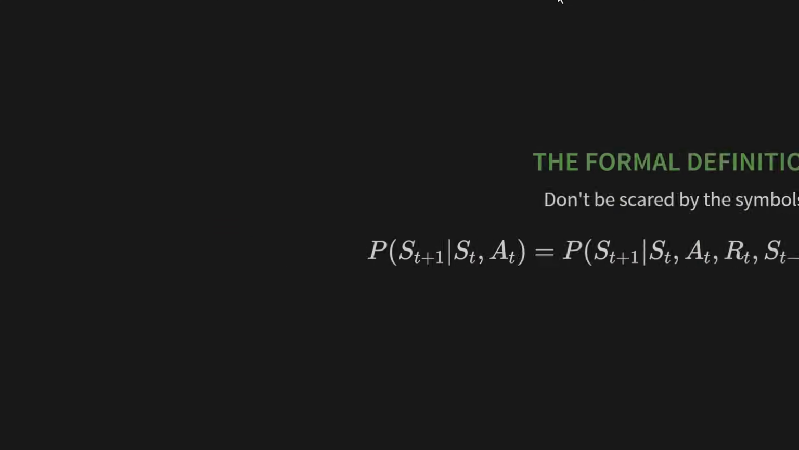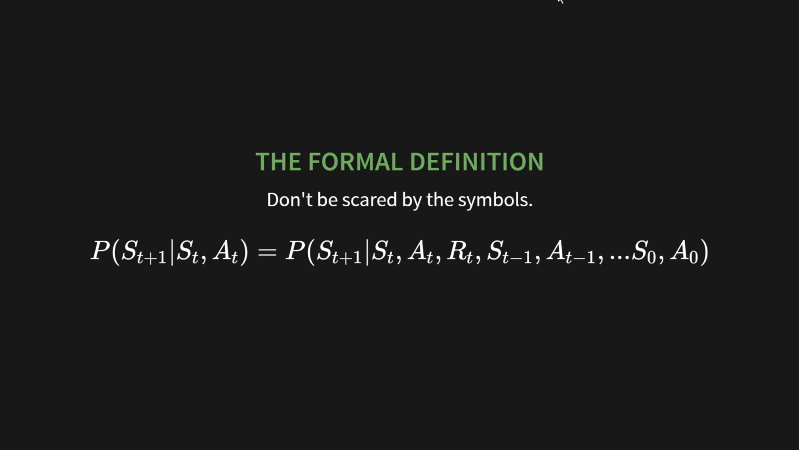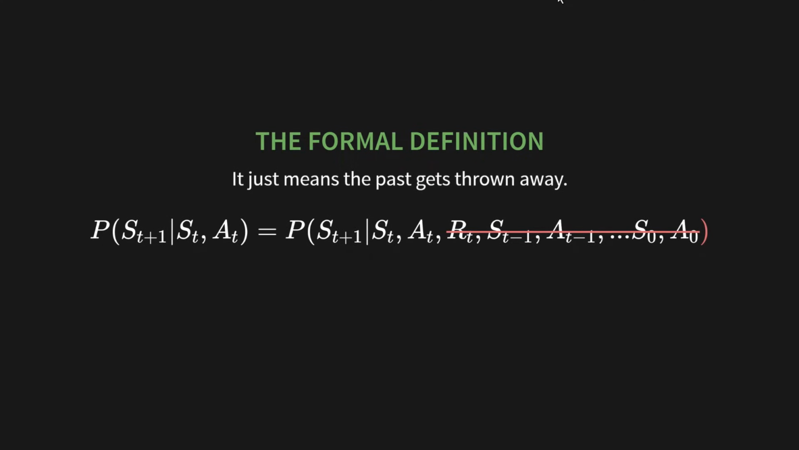Now, here's what it looks like formally. And don't be scared by the symbols you see on the screen. All this equation is saying is that the probability of landing in the next state depends only on your current state and your current action. All of this, the entire history of the universe, just gets thrown away.